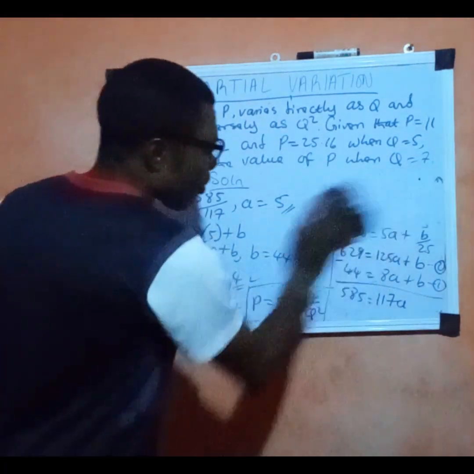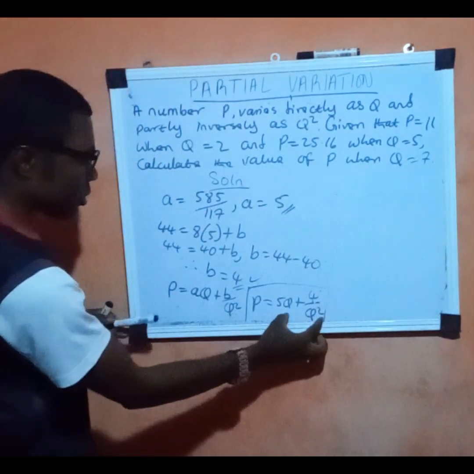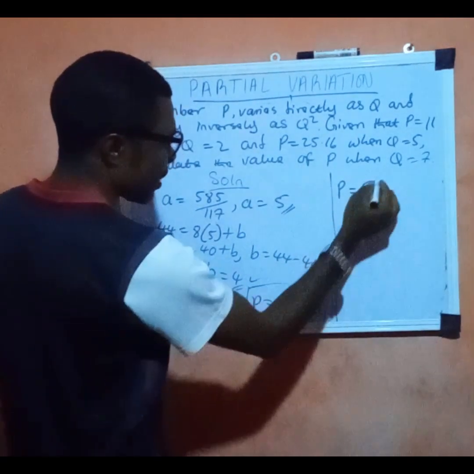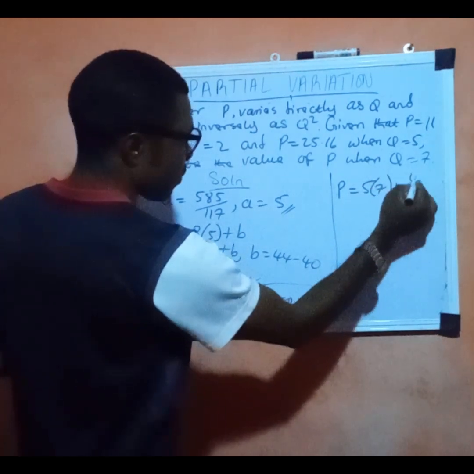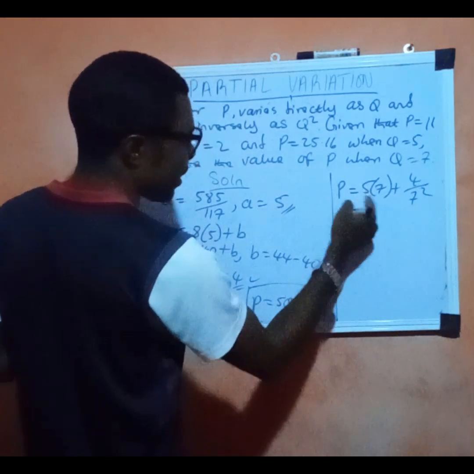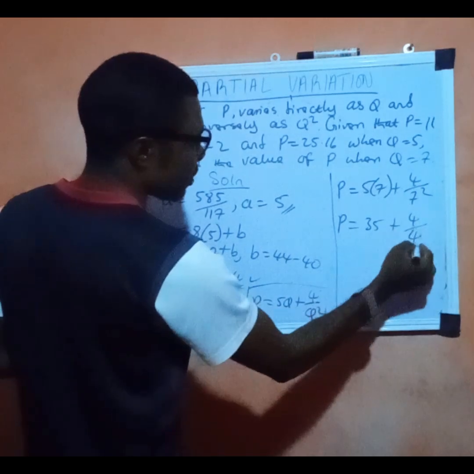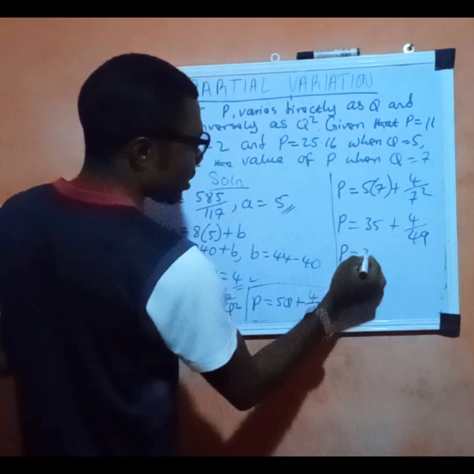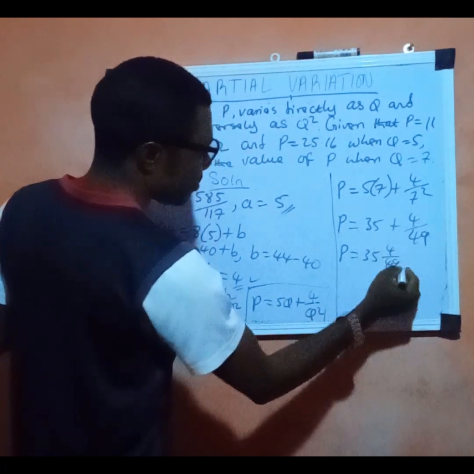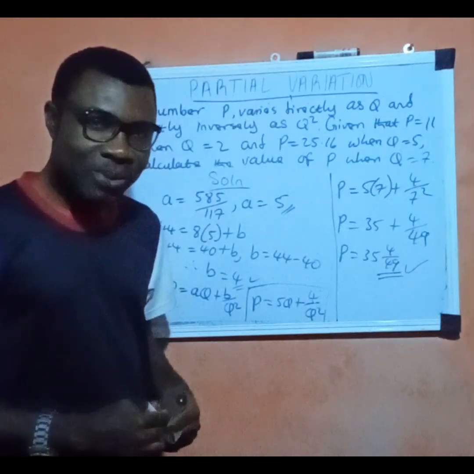So the final question becomes, what is P when Q is 7? Just substitute Q here as 7, so that you have P equals 5 times Q, that is 5 times 7, plus 4 all over Q, which is 7 squared. So P becomes what? 5 times 7 is 35, plus 4 over 7 squared is 49. So P is going to be 35 and 4 over 49. And that is how we do that in partial variation. See you in the next class.